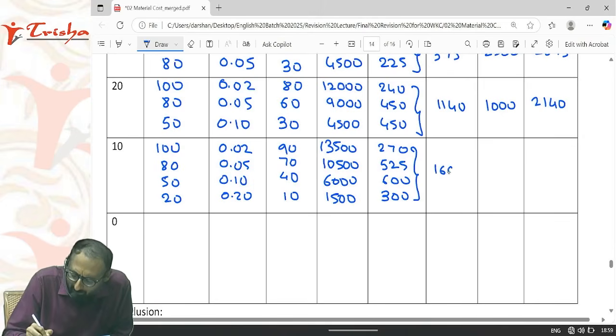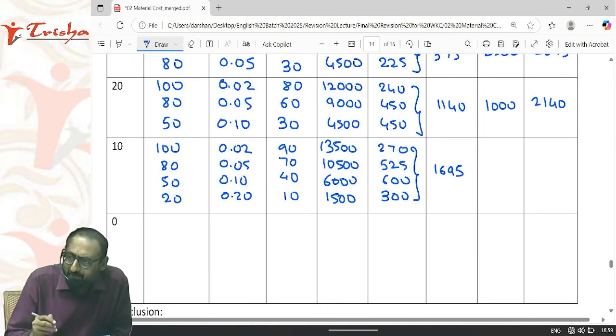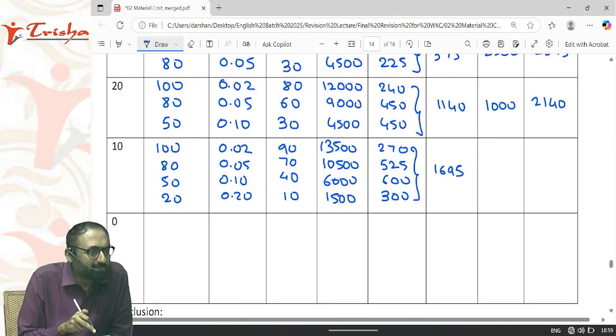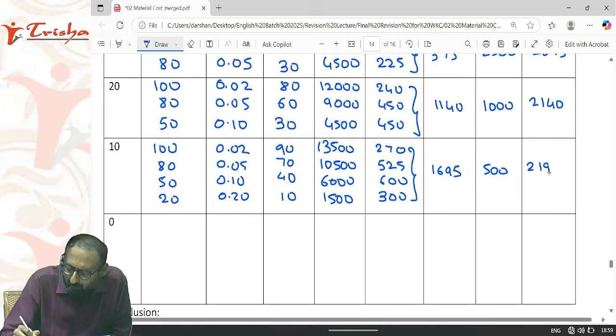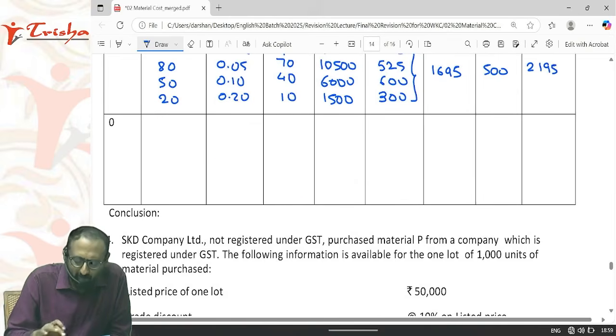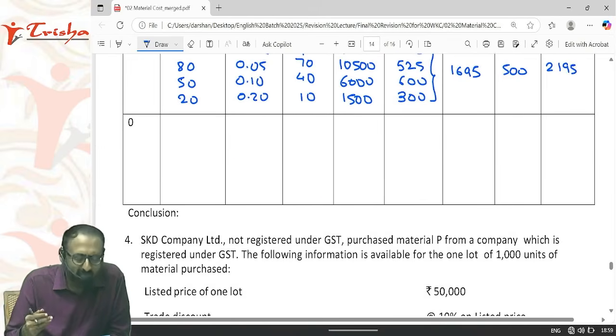1,695. 10 quantity continuously carried by you. 10 multiplied by 50. Is it 500? Total will be 2,195. And the last part, fast answer, quick answer for this last part.